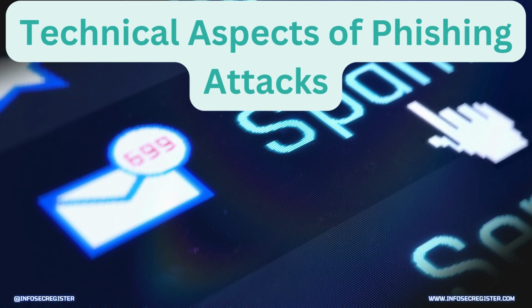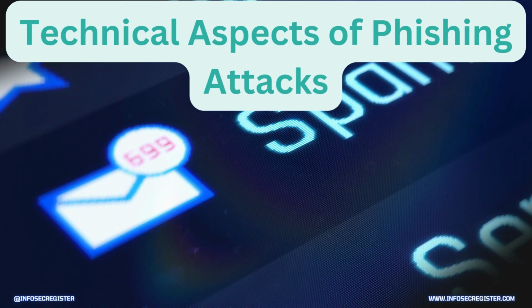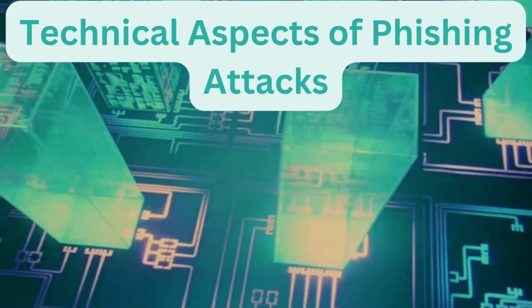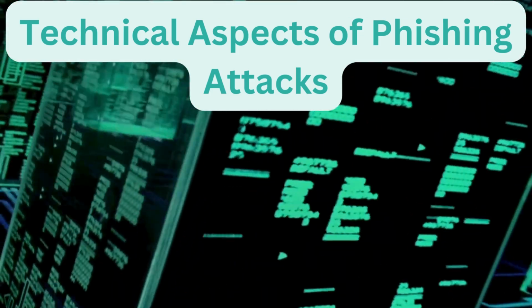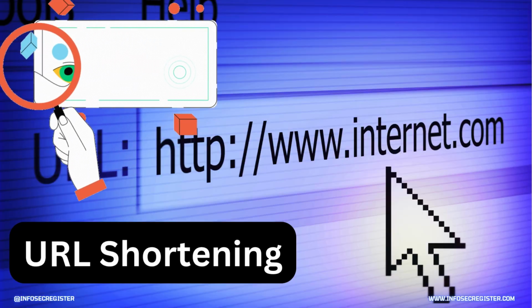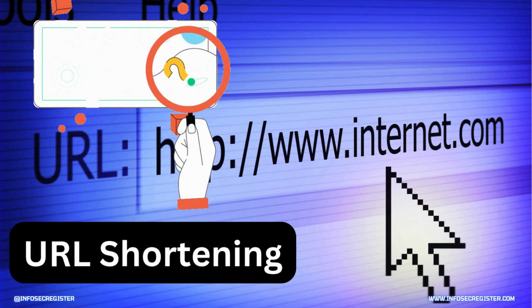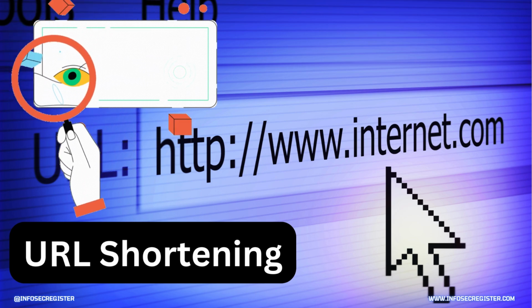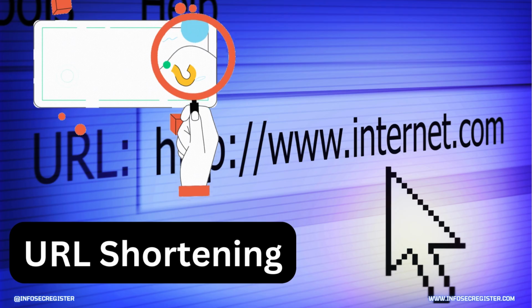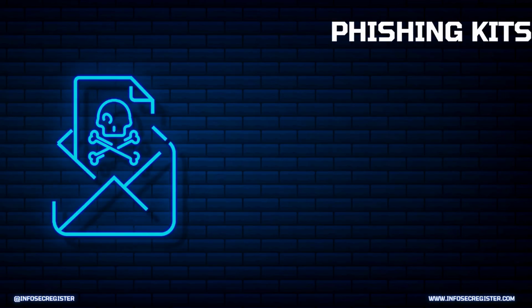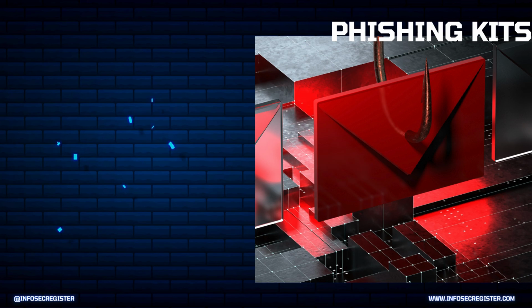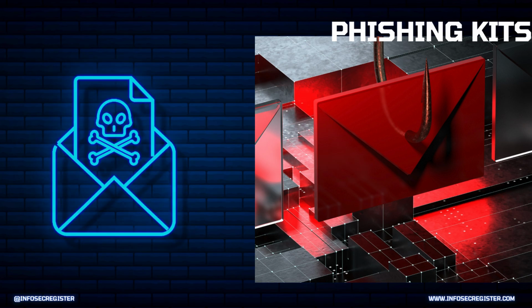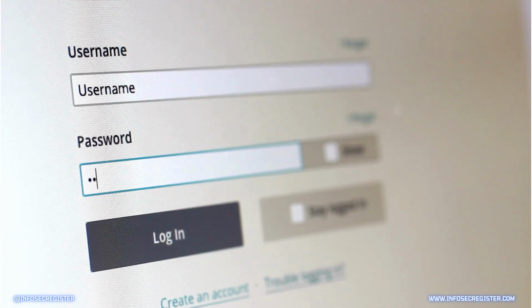Phishing attacks can be sophisticated, using various technical tricks to hide their malicious intent. Here are some key techniques attackers use. URL shortening. Attackers often use URL shortening services to mask malicious links. When hovering over a link, always check where it leads before clicking. Phishing kits. Pre-built phishing kits allow attackers to quickly launch large-scale phishing campaigns. These kits come complete with fake login pages, email templates, and tracking tools, making phishing attacks faster and easier to execute.